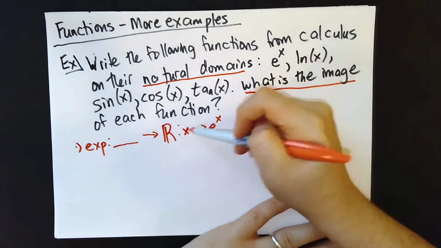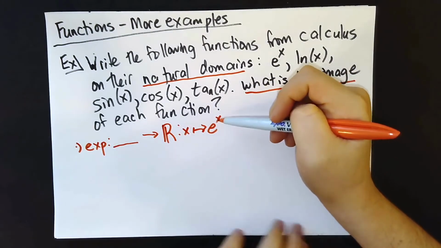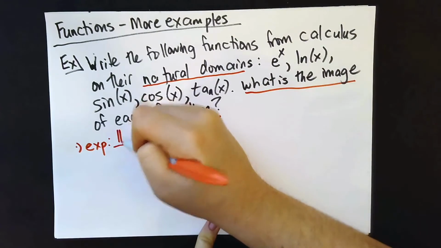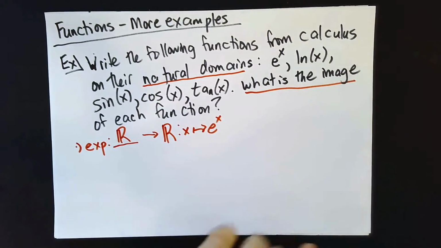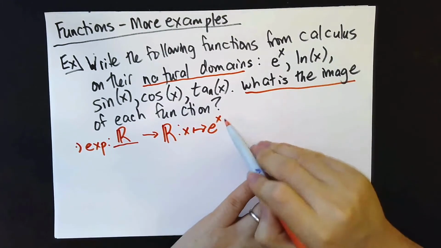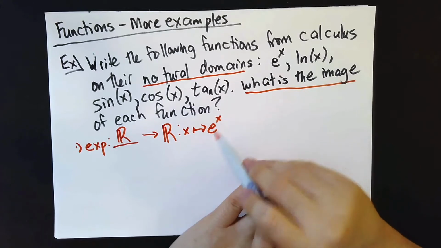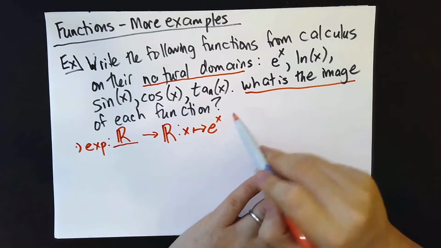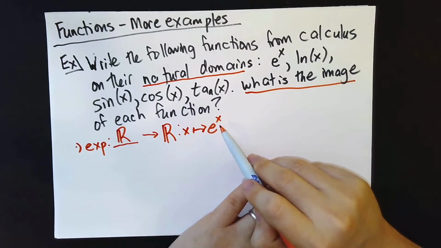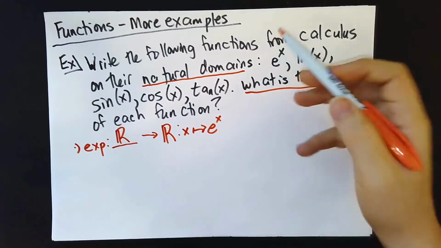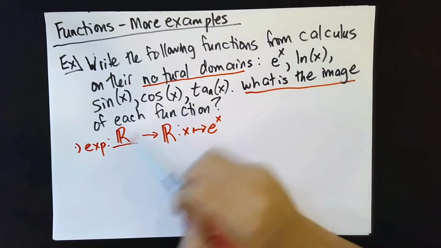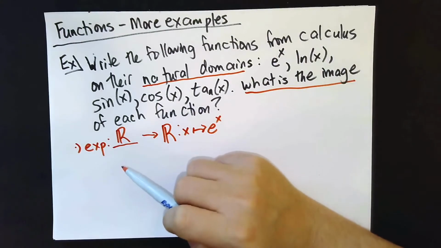And in the instance of e to the x, that natural domain is actually also all real numbers. I can raise e to any real number power, e to the -7th, e to the 0th, e to the 163rd. All of these are perfectly well-defined things. And so, in fact, the natural domain of e to the x is all real numbers.